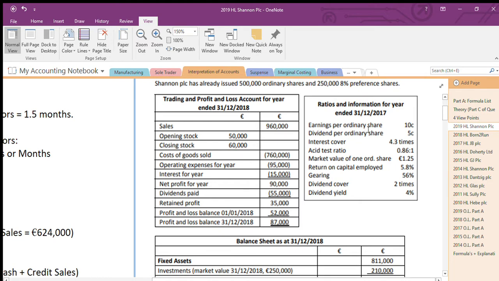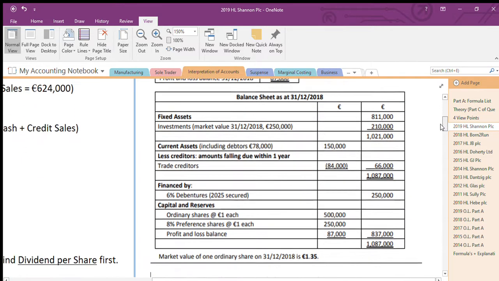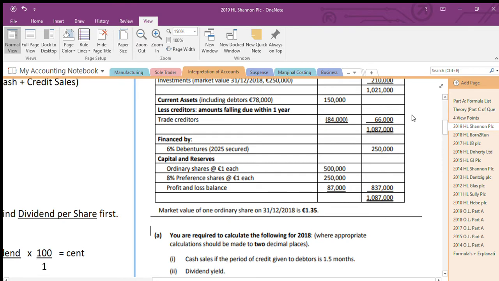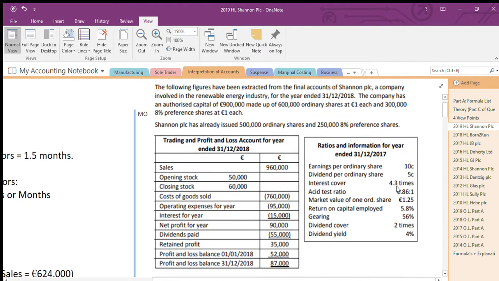Now you'll see here there's a box up the top right that we haven't looked at yet. This is our earnings per share, our EPS from last year. This is our dividends per share, our DPS from last year, our interest cover from last year, our asset test ratio, our market value of one share. Remember, the market value of one share is here. This is our ROC, our return on capital employed. This is our gearing. This is our dividend cover. This is our dividend yield. These are all different ratios that we might need to calculate for this year and compare them to last year.